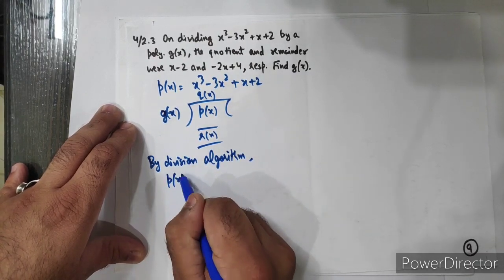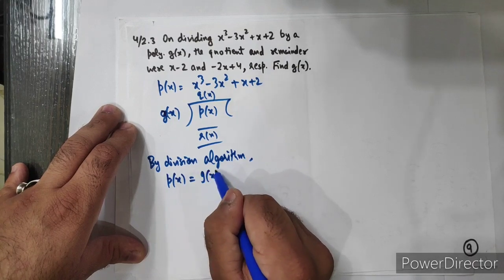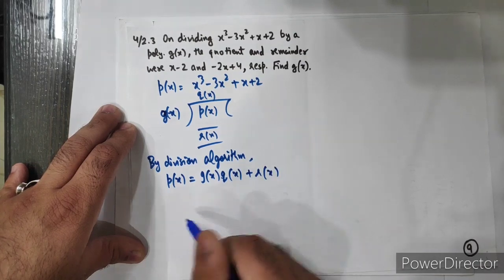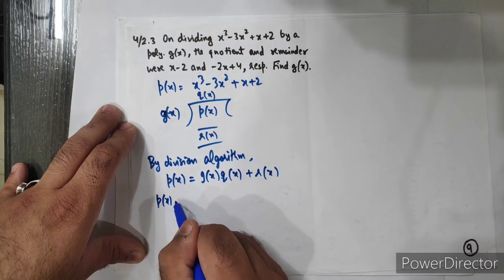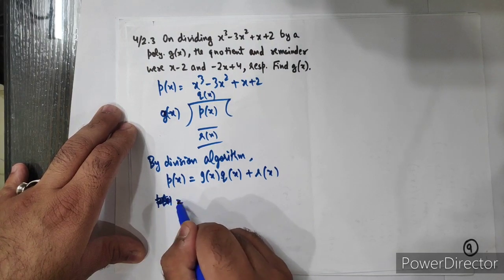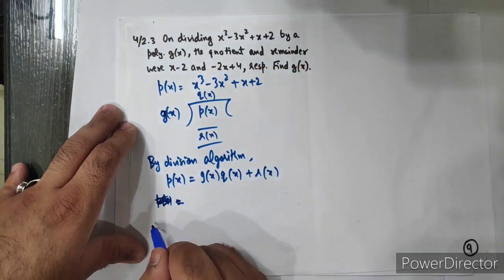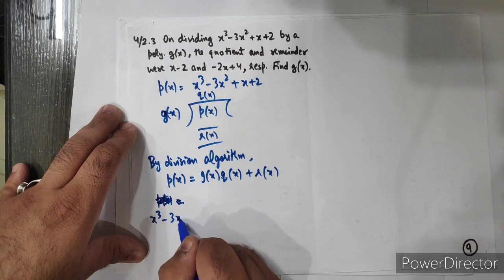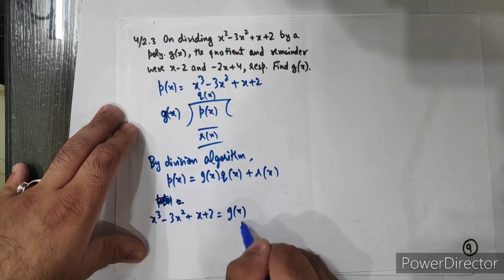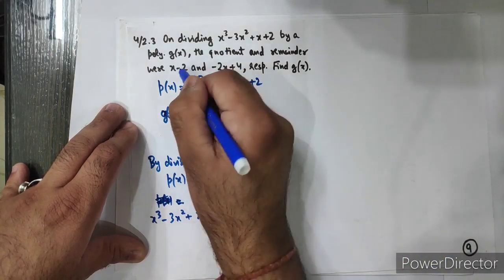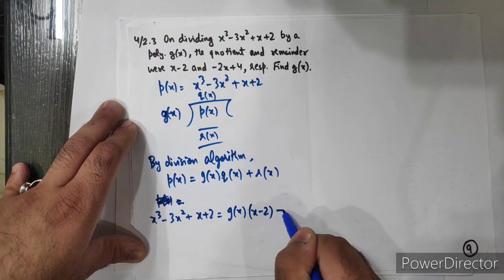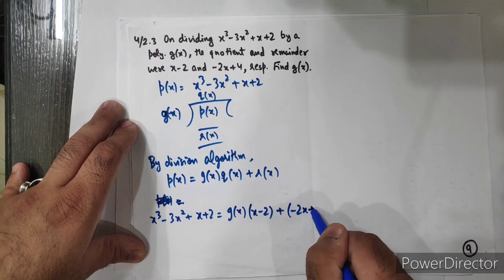dividend is p(x) here, dividend is equal to divisor into quotient plus remainder. Okay, so if we apply p(x) equal to g(x) into q(x) plus r(x), what is the value of p(x) here? In fact, we can put the value of p(x) also. What is p(x) here? x cube minus 3x square plus x plus 2. g(x) we need to find, what is q(x) here? q(x), क्या given है, the quotient क्या given था हमारे पास, x minus 2, and what is the remainder, it is minus 2x plus 4.